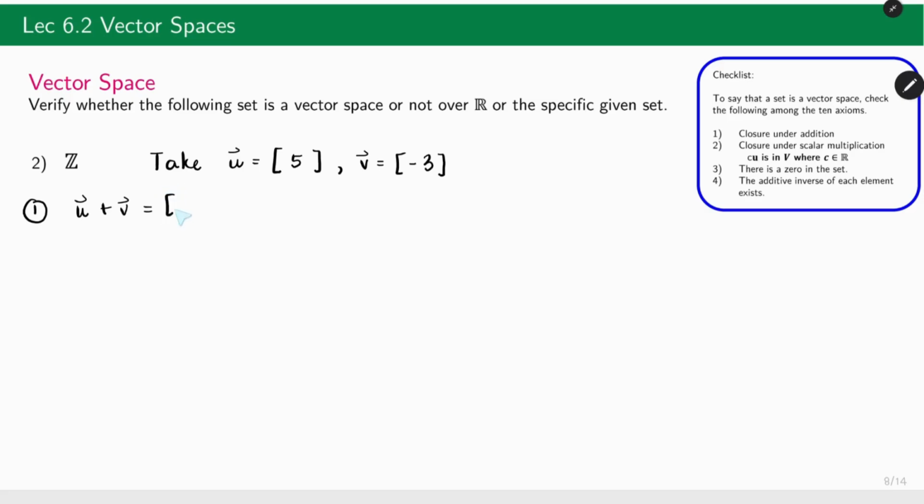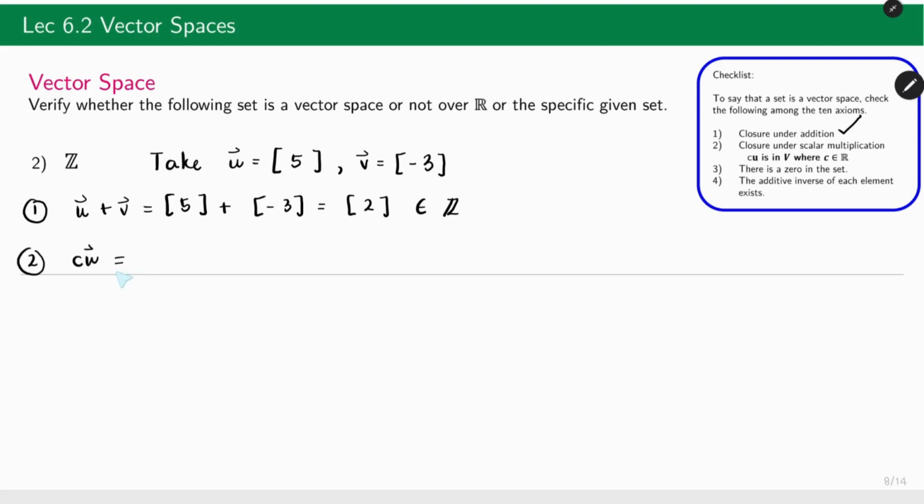This becomes 5 plus negative 3. Adding them yields positive 2, which is an integer. So therefore, we have satisfied the closure under addition, because the result is also a 1-by-1 matrix here, written in that form of a vector. And the result is an integer as well. Second, closure under scalar multiplication. Let's have C times vector U.